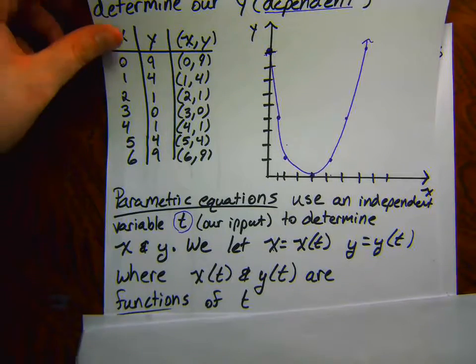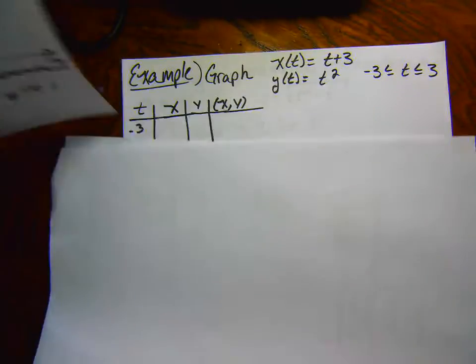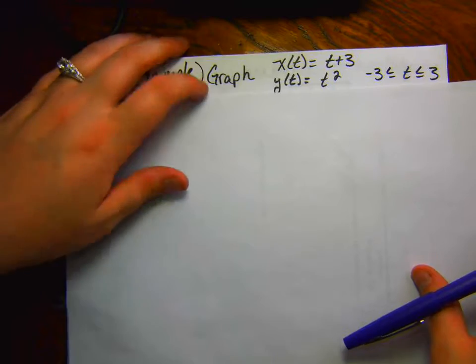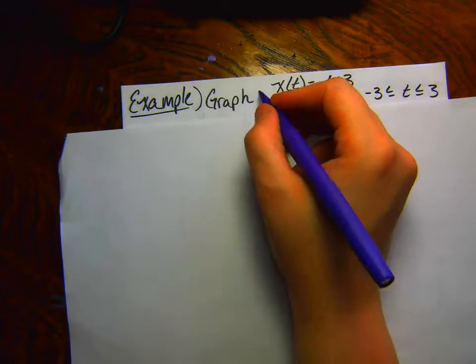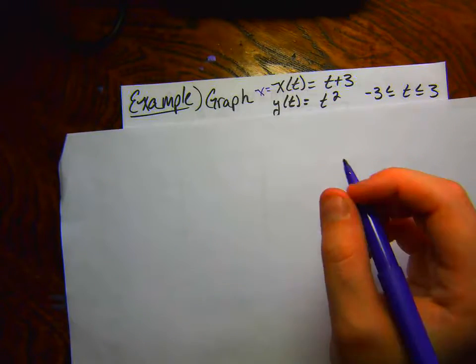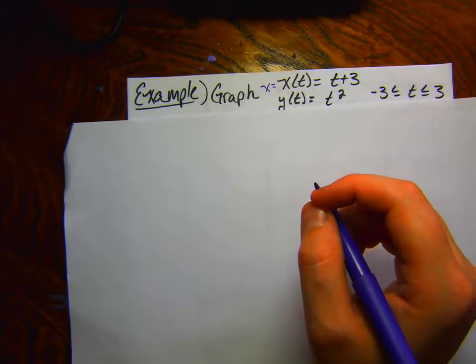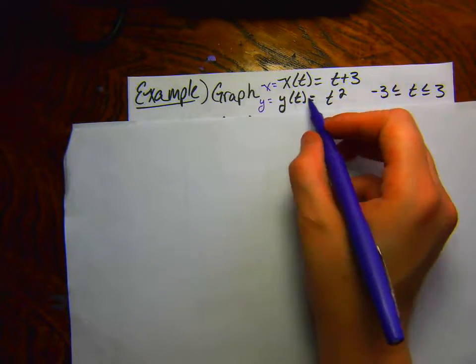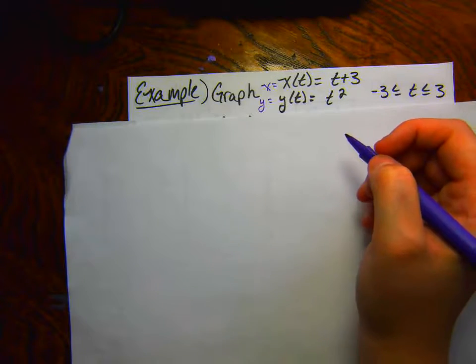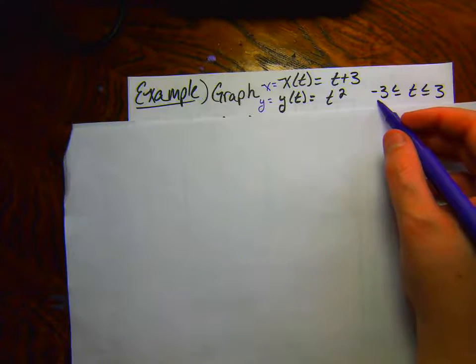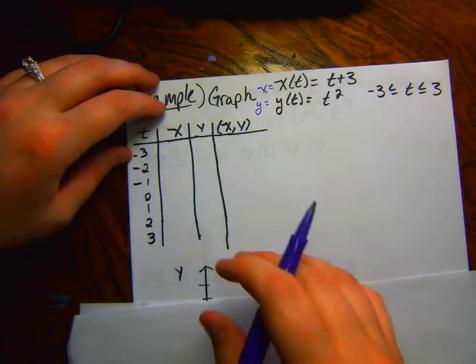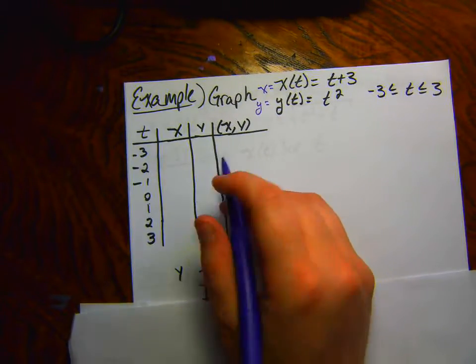Alright, so let's look at an example. That'll be easiest. For example, if we let x of t, which we can also call just x, equal t + 3, and if we let our y value, or our y of t function, equal t². Now let's say I want to pick values of t between −3 and 3, which I've done here.